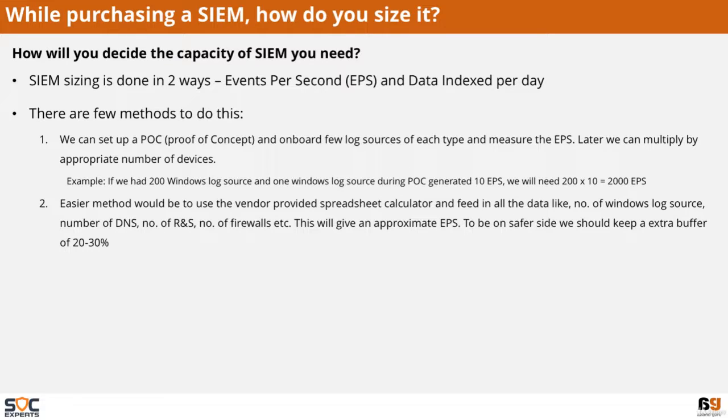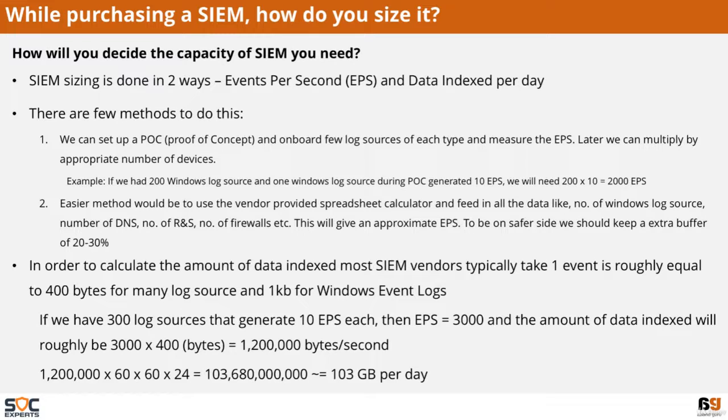However, there are certain SIM solutions that will sell their licenses based on data indexed per day. So in order to calculate the data indexed per day from the EPS, we follow this method. Most SIM vendors will typically assume one event is roughly equal to 400 bytes for all the log sources, and for Windows it will be 1 KB.